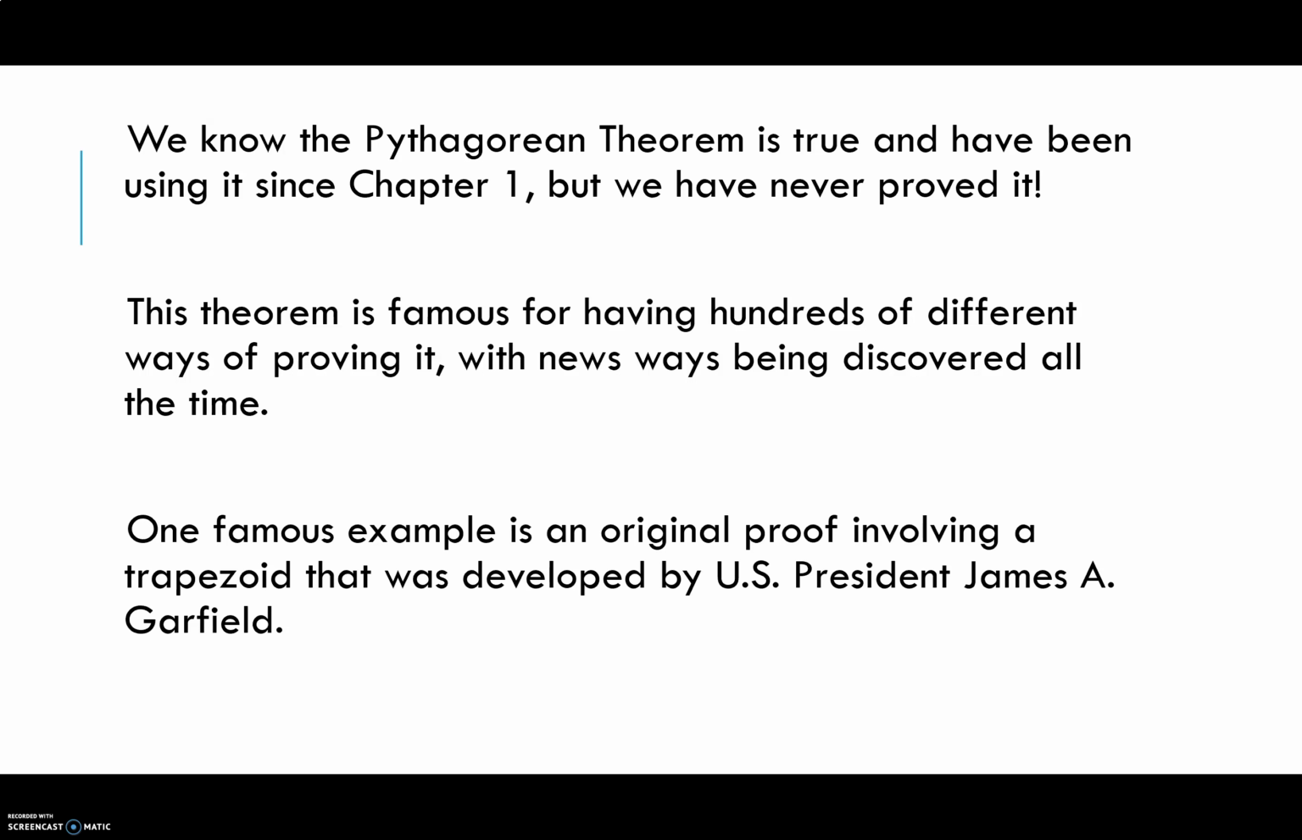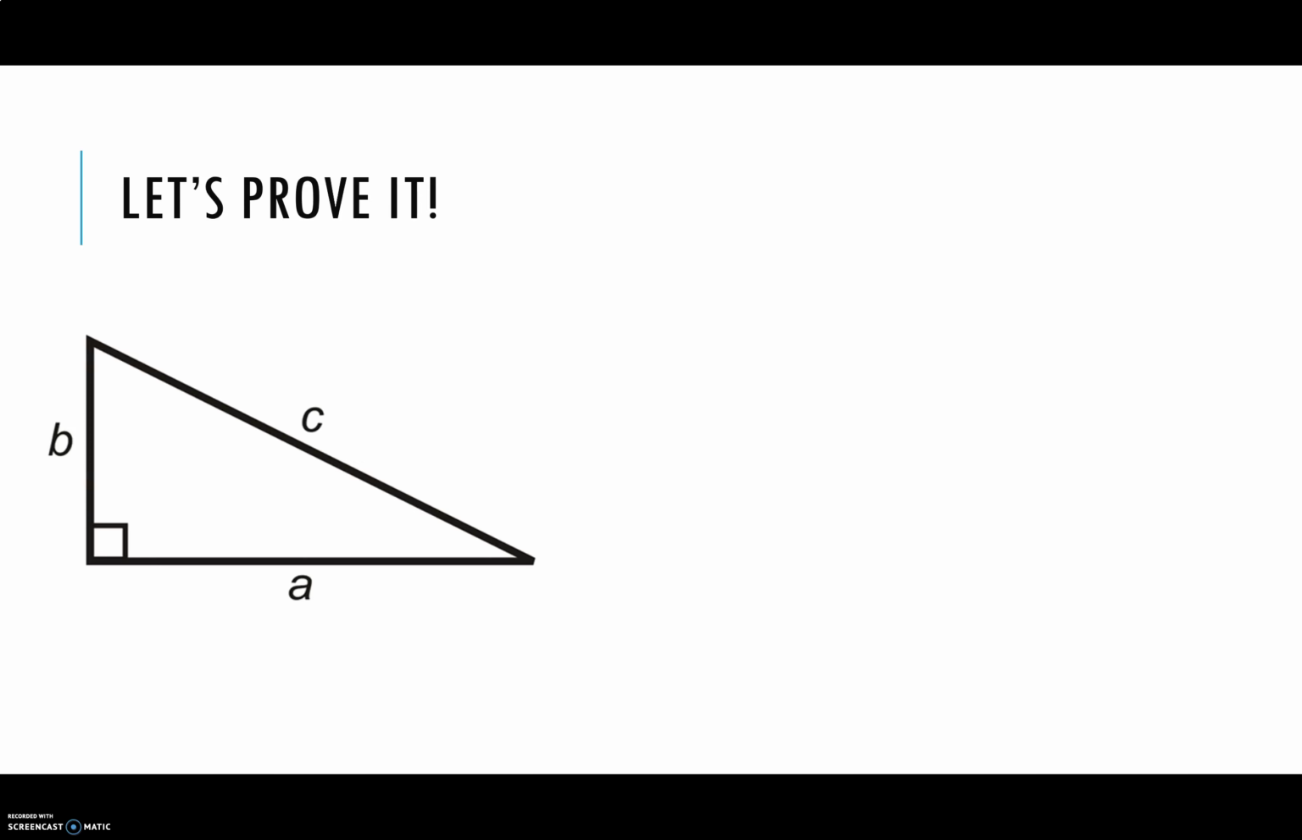In fact, there's one example that one of the US presidents supposedly came up with all by himself that involved a trapezoid. We're not going to take a look at that one today, but we are going to prove the Pythagorean theorem. We're going to show that this actually does work no matter what, in any right triangle. So here's what we're going to start off with: just a random right triangle with legs A and B, and with a hypotenuse C.